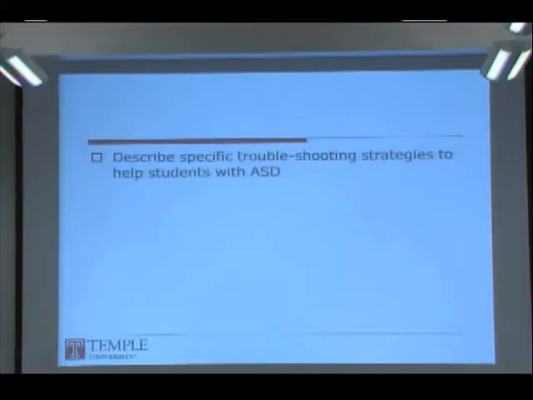We're going to talk a little bit about reasonable accommodations. What are reasonable accommodations and what are some specific examples for students who are on the spectrum? And then finally, we're going to get into some specific troubleshooting strategies for students with ASD who are running into problems, either in courses or in other areas of college life. And then we'll conclude there. We'll do an activity, and then we'll hopefully have some opportunity for questions and further discussion.